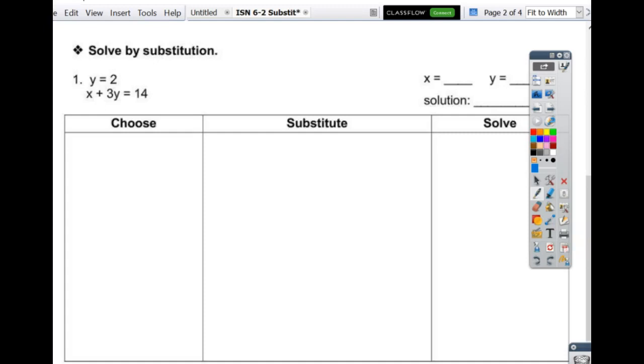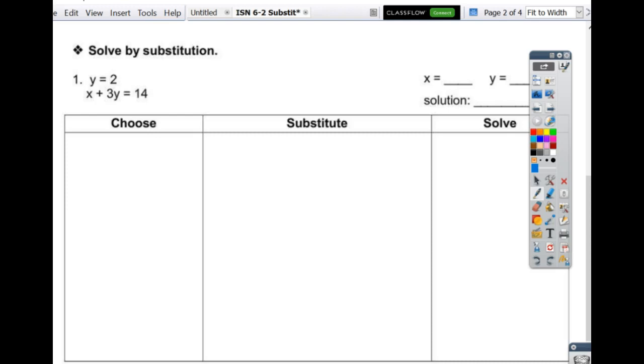Okay, so yesterday we found the answers when the lines crossed, right? And the point of intersection was the solution. So today we're going to solve this way. We're still going to find the point of intersection, but we're not going to graph. We're going to do it with substitution. And the time we use this is when you can get one variable by itself.